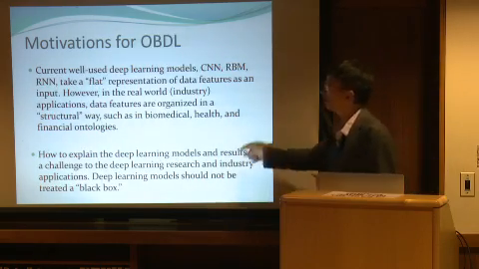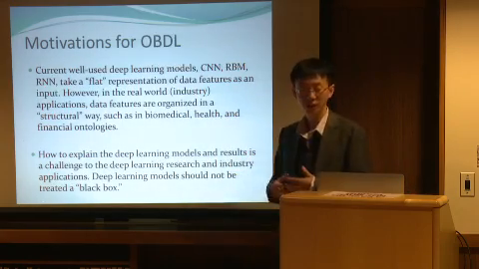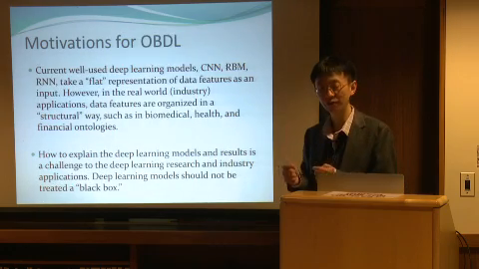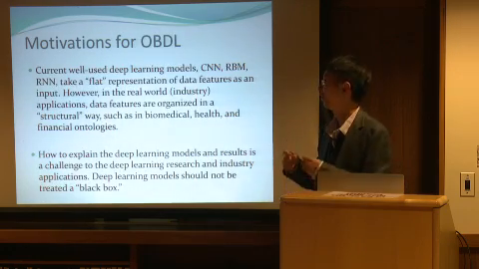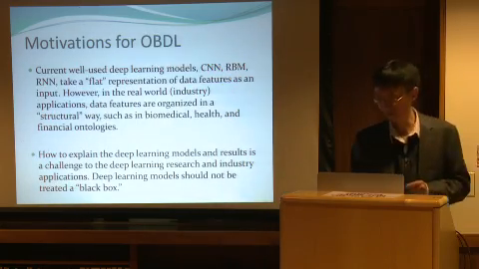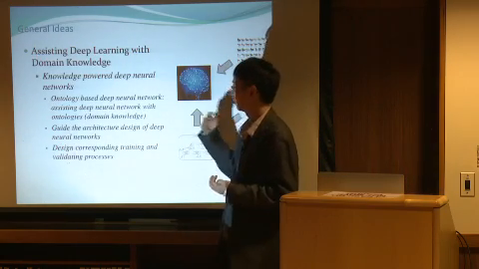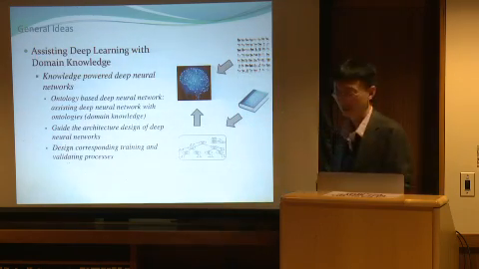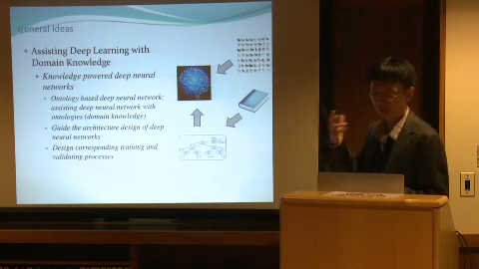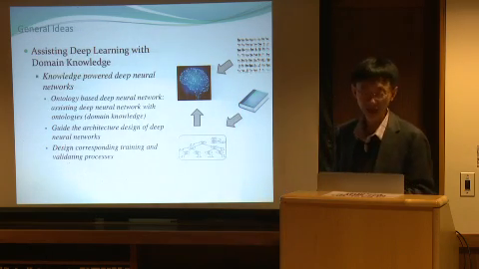The second, bigger motivation we are still working on is that the deep learning model is more like a black box. Okay, so you get good accuracy, but you don't know why. So we try to see whether we can use ontology to help explain what happened. In general, the idea is how we can use human domain knowledge together with the data to help the deep learning model.